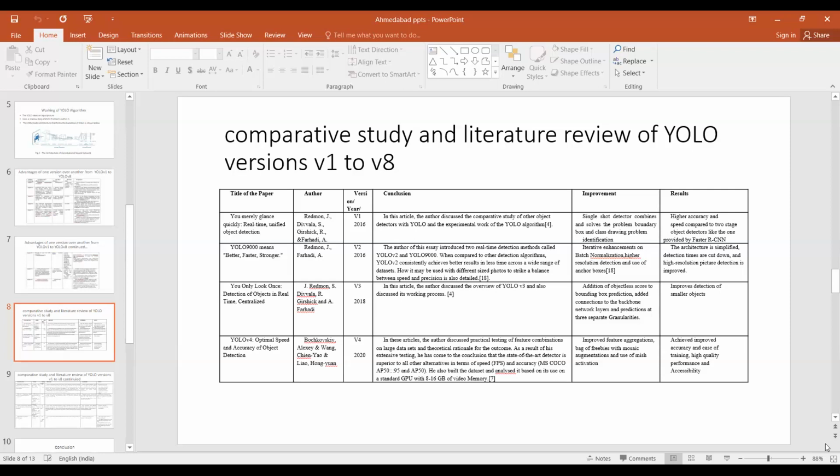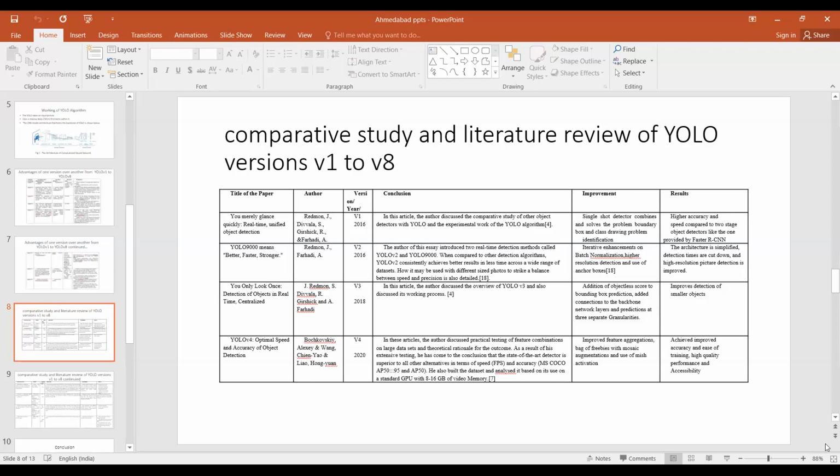In the second paper, the author introduced version V2, that is YOLO V2, and it introduced two real-time detection methods called YOLO V2 and YOLO 9000 when compared to other object detection methods. In the third paper, the author discussed the overview of YOLO V3 and also discussed its working process and stated that it improves detection of smaller objects.